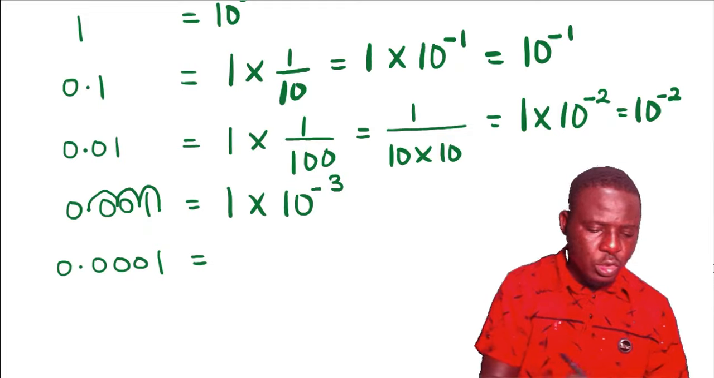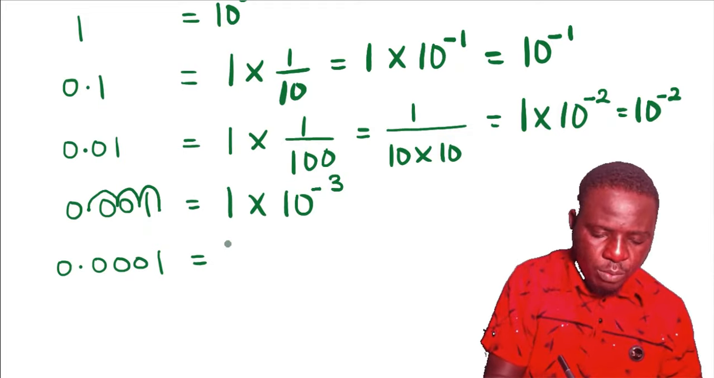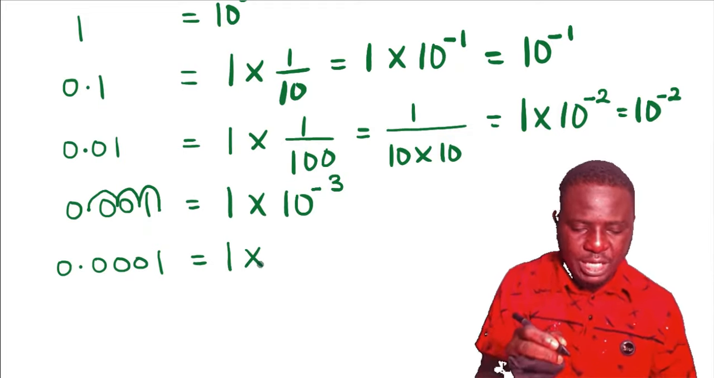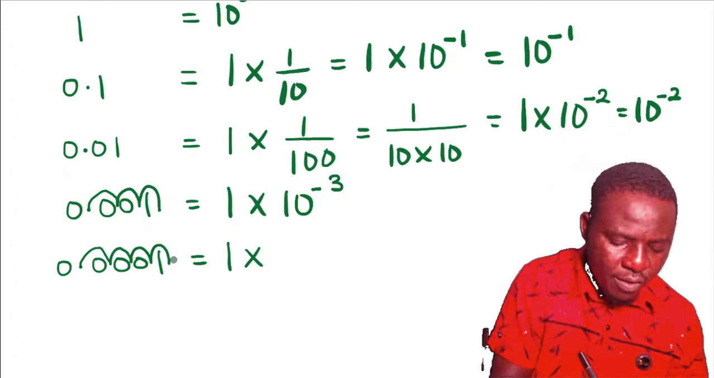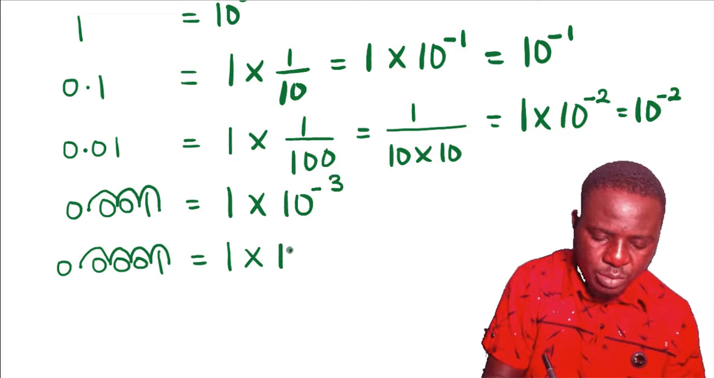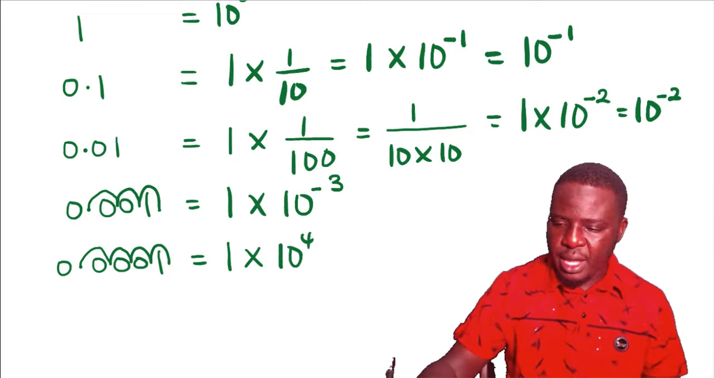Same thing goes to this. This becomes 1 times, if you are with me, let's do it together. This becomes 1, 2, 3, 4. And this is said to be 1 times 10 raised to the power of -4.